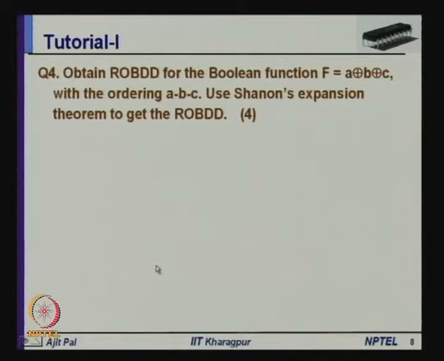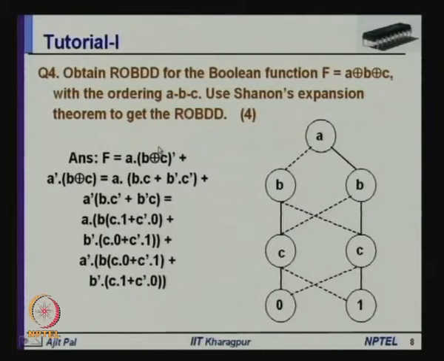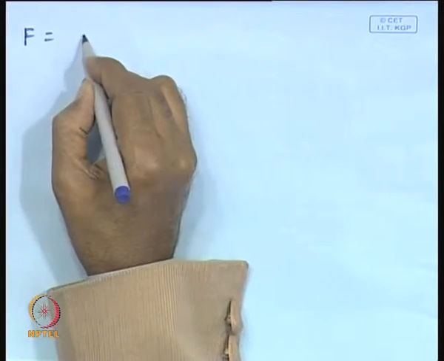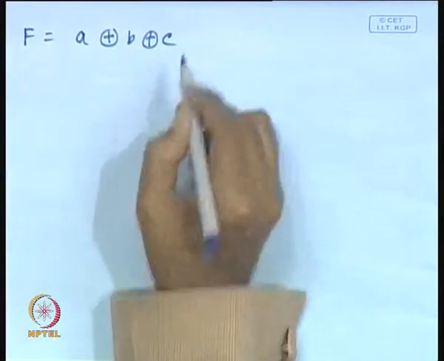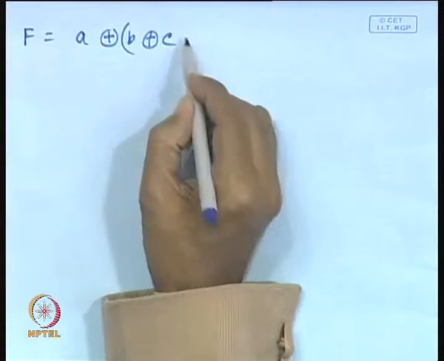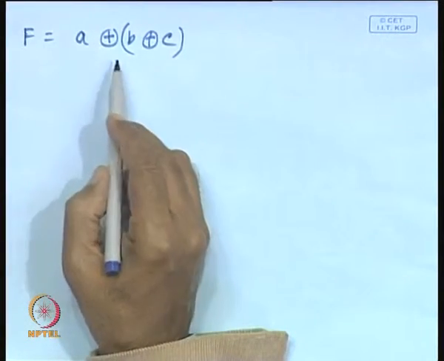Coming to the last question, obtain ROBDD for the Boolean function f with the ordering A, B, C. Problem is f is equal to A exclusive or B exclusive or C. Use Shannon's expansion theorem to get the ROBDD. Here is the Shannon expansion. Let me expand it again. So, your f is A exclusive or B exclusive or C. So, first you have to expand around A, then you will expand around B and C.